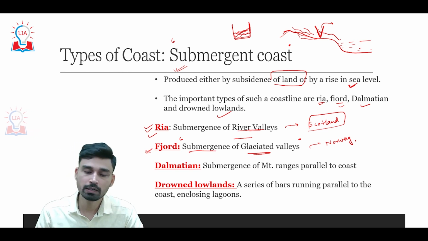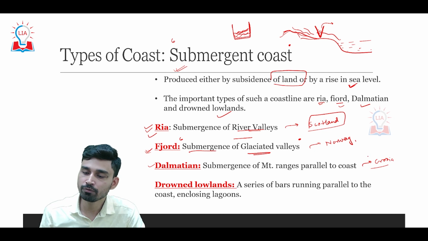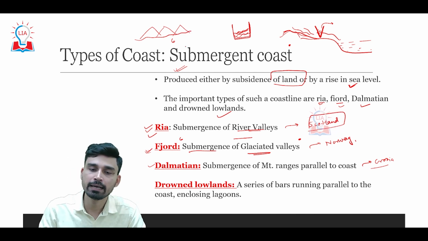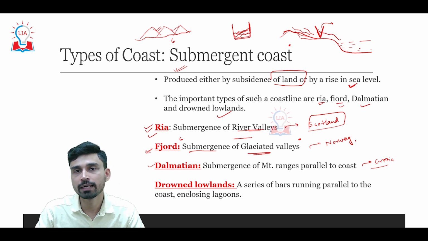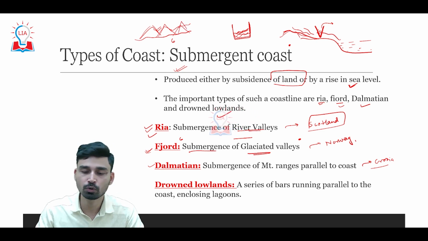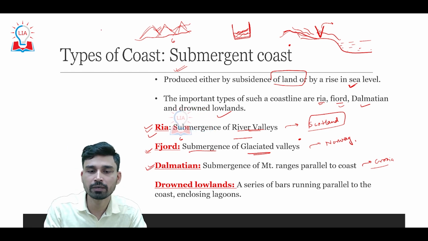Third is the Dalmatian coast, which again is very common along the countries of the former Yugoslavia, such as Croatia today. And what happens in this kind of landform is you have fold mountains in a ridge and valley kind of topography that develops parallel to the coastline. And as the sea level rises, the valley region of these mountains gets submerged by seawater, while the ridges or the mountain tops remain above the sea surface, thus giving a kind of island topography, but it is basically referred to as the Dalmatian coast.